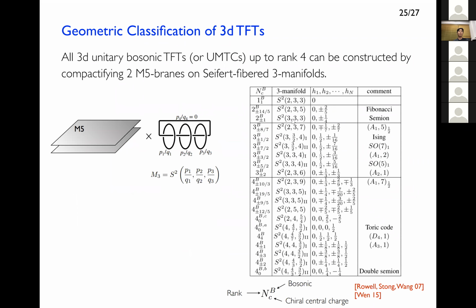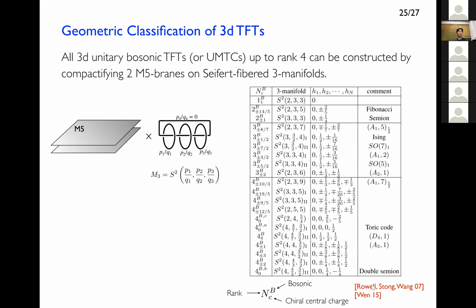In the same way, we can construct a large number of 3D TFTs, and actually we could construct all 3D unitary bosonic TFTs up to rank 4 just using M5-branes compactified on the Seifert fibered 3-manifold. So this is the classification table for the unitary modular tensor categories found in these 2 papers.